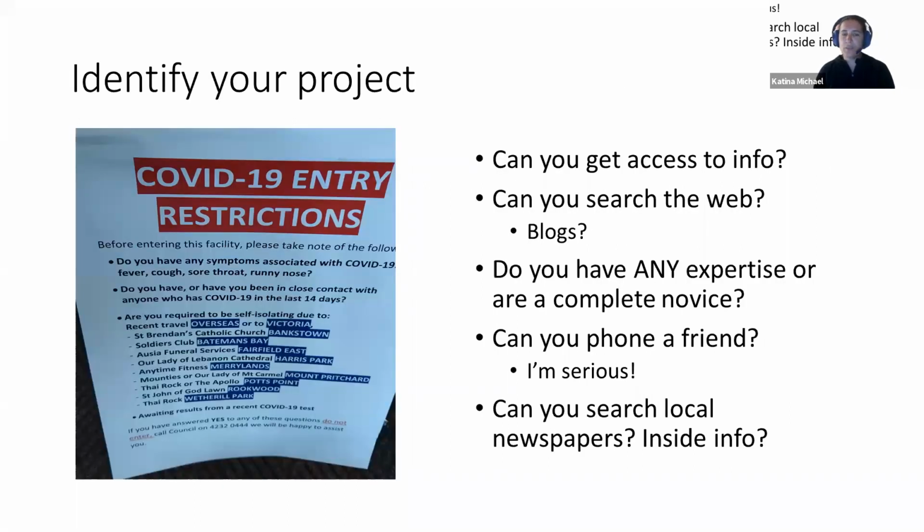So you identify your project. Can you get access to information? You need to be able to do desk studies. Where are you going to find the data? It's not just going to be in a half-hour or 60-minute interview. Where's the rest of the information going to come from? It could be local newspapers, could be other archival sources. You might be able to talk to a friend who works for someone who has some kind of background.